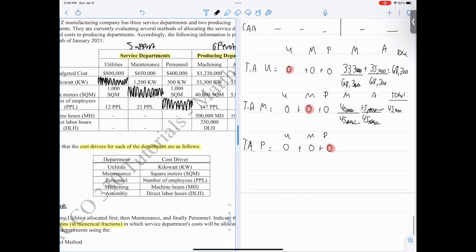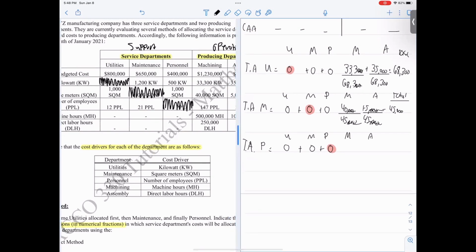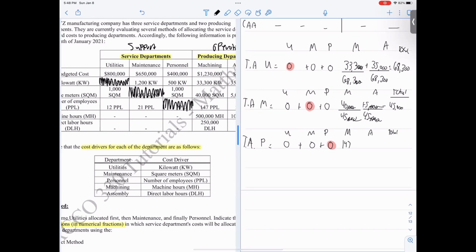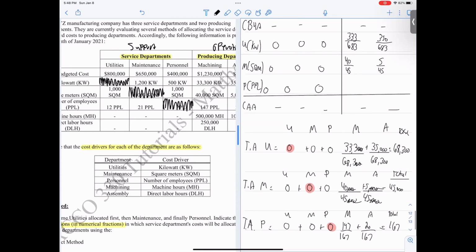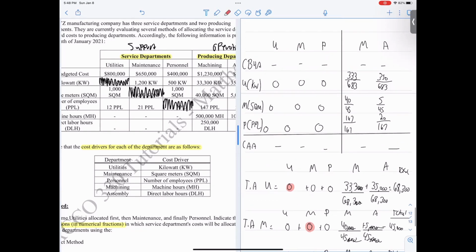Now, everyone, next up, we have maintenance and we have assembly. Maintenance, guys, uses 147 people. Assembly uses 20. So the total allocation is 167. So we do 147 over 167, then 20 over 167. That's what we're going to put here: 147 over 167, and then 20 over 167. And guys, that is the answer to the question. We're to show your proportion matrix.